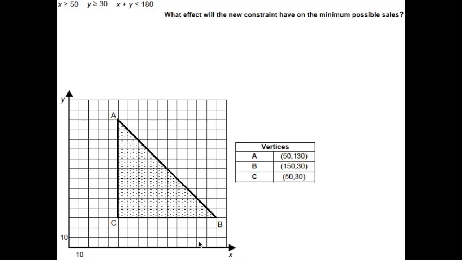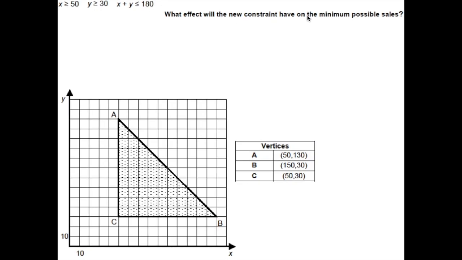Here's the graph. This is the polygon of constraints that we're given, and these are our constraints. What effect will the new constraint have on the minimum possible sales? This is our new constraint: Y is greater than or equal to X. I'm going to graph Y equals X. Y equals AX plus B, the slope is 1, and the B value is 0, meaning it's going to cross the y-axis at 0, so it's going to come through the origin.